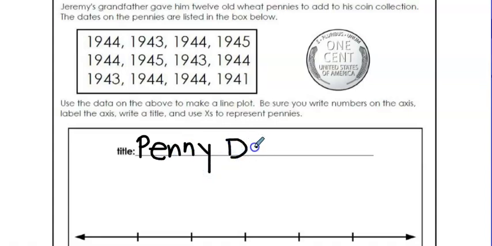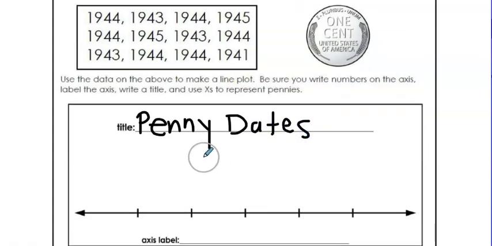And again, it can be whatever it is that you want. And then down below, you want to make sure that you're figuring out what the smallest is and what the largest is. So we've got 3, 4, 4, 3, 5. So we're probably going to want to start with 1941 because that looks like it is the smallest. And you're going to want to end with 1945 because that looks like it is the largest.